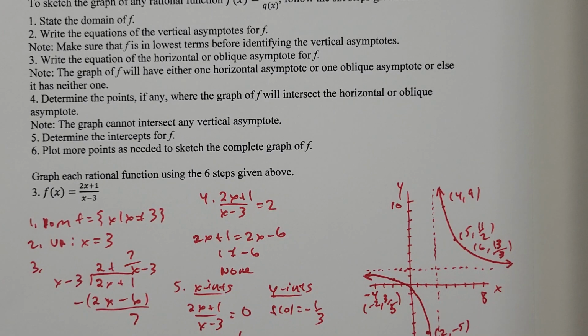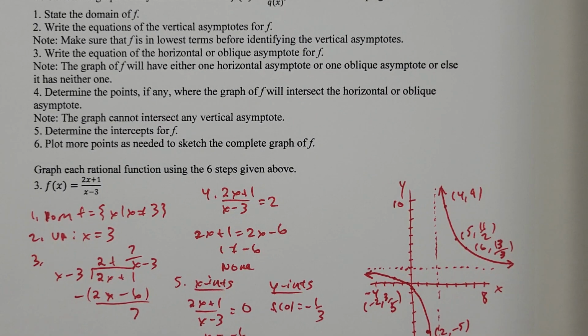I mentioned this already, but be sure that whenever you're writing the equations of asymptotes down, they're written as equations. Don't just write 3, because that can be misleading. Are you talking about x equals 3 or y equals 3? Because y equals 3 wouldn't be a vertical asymptote. So I need to write x equals whatever number I get.